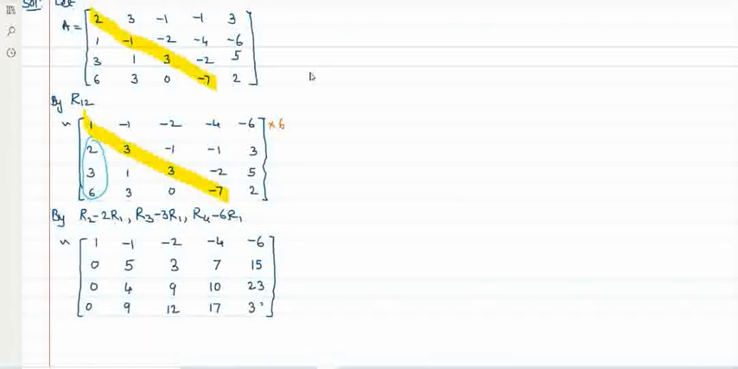Verify the calculations. 5 plus 4 is 9, 3 plus 9 is 12, 7 plus 17 is 24. Okay, it's fine now. After that, this is your diagonal entry. Now you suggest the calculations.